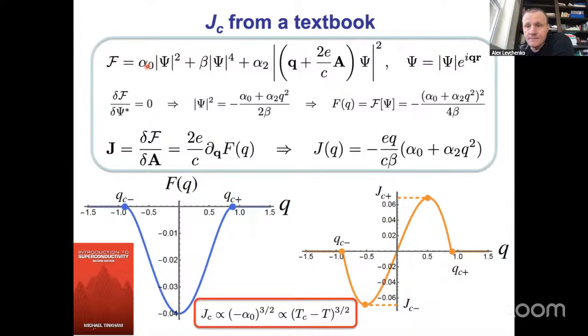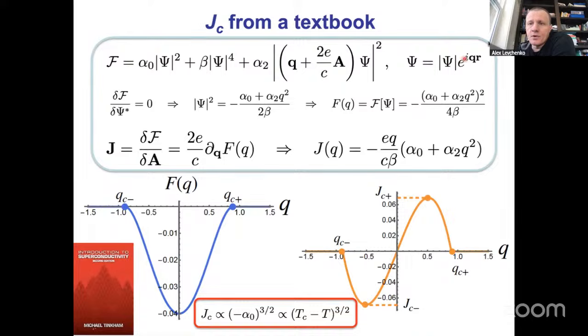So in the GL region, we expand free energy in powers of the order parameter. We have a quadratic term, we have a quartic term, and then we have a term which is due to the inhomogeneity of the condensate. So in Tinkham's book, this term is presented as just the kinetic energy of the superflow. He writes it as mass times the superflow velocity squared over 2.